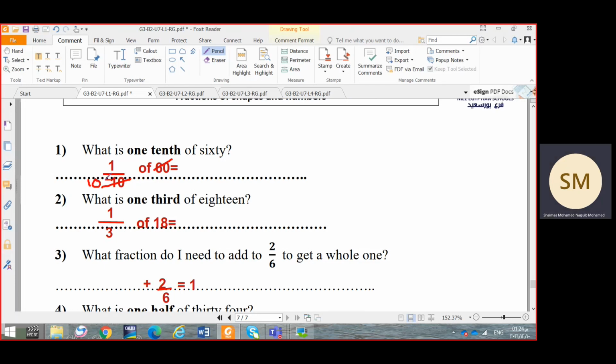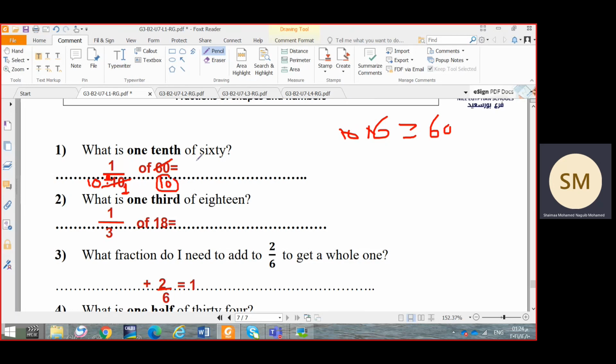Okay, 10 divide 10, the quotient will be 1. And 60 divide 10, it will be 10, because 10 multiplied by 6 is 60. So the answer will be 1 over 1, it's only 1. So the result will be 10.